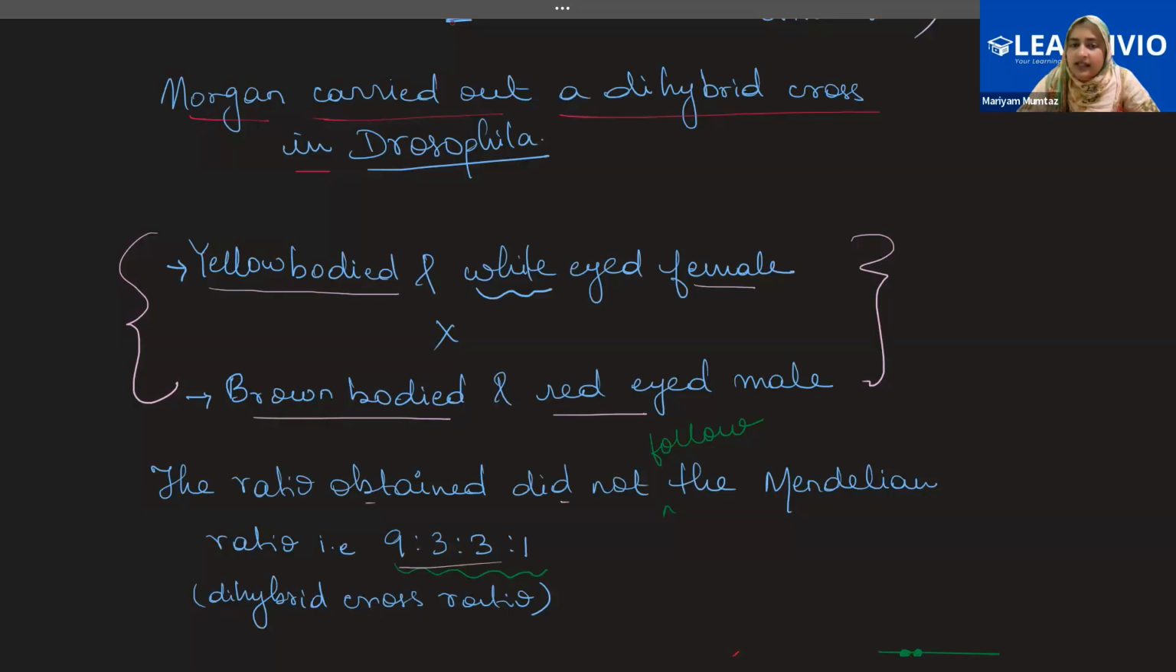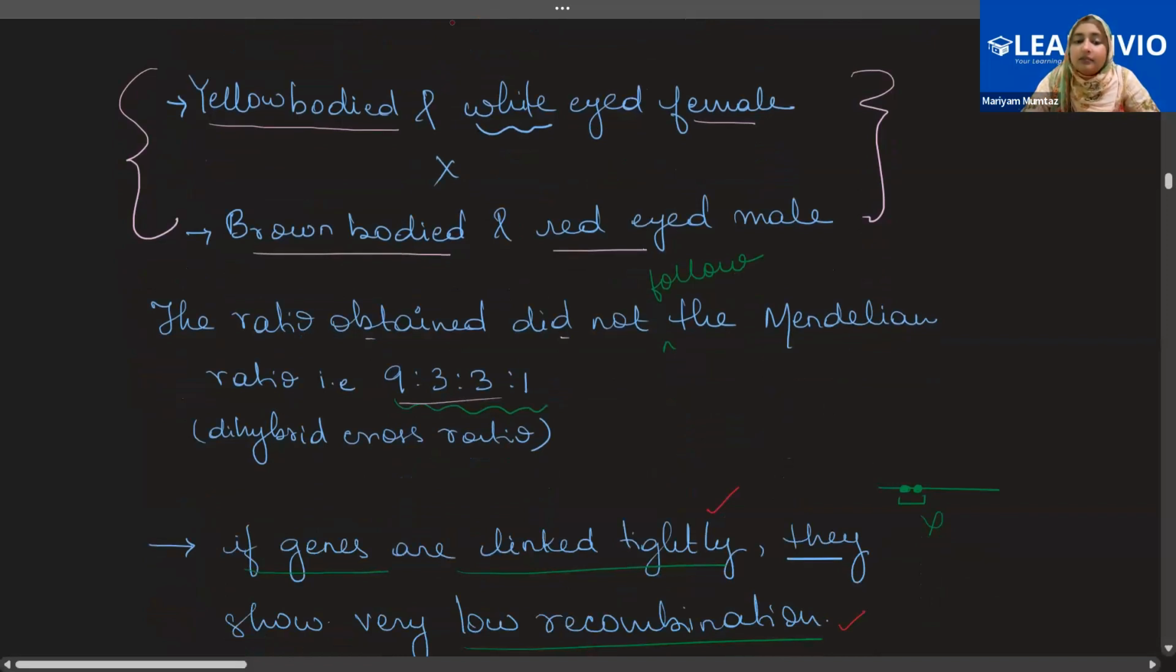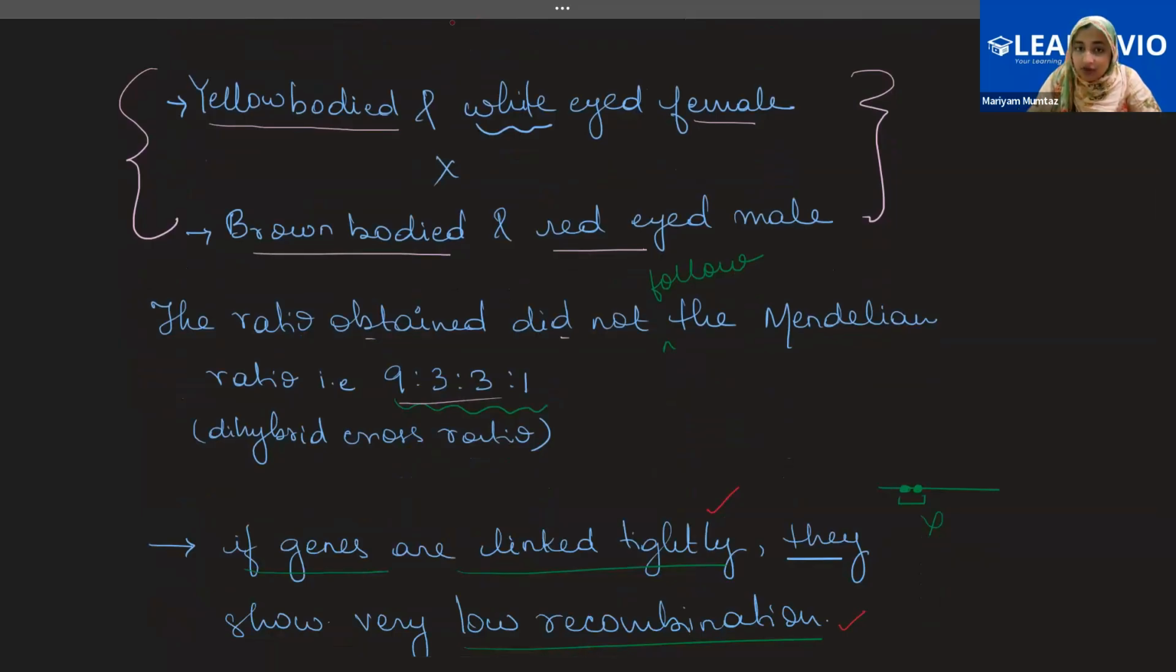Okay. Body brown is body, yellow, eye is white. Brown is body, red is eye. Okay, so he crossed them together, and much to his surprise, he saw that the ratio at the end of the dihybrid cross did not come out to be 9:3:3:1.